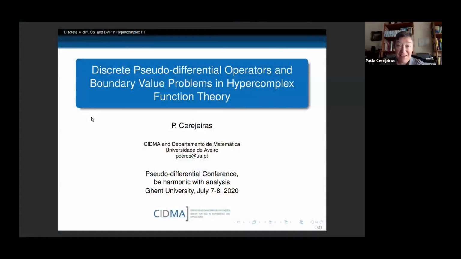Thank you. I'm going to speak on boundary value problems in function theory, so higher dimensional problems, and try to fit that in the part of the pseudo symbols for pseudo discrete operators.